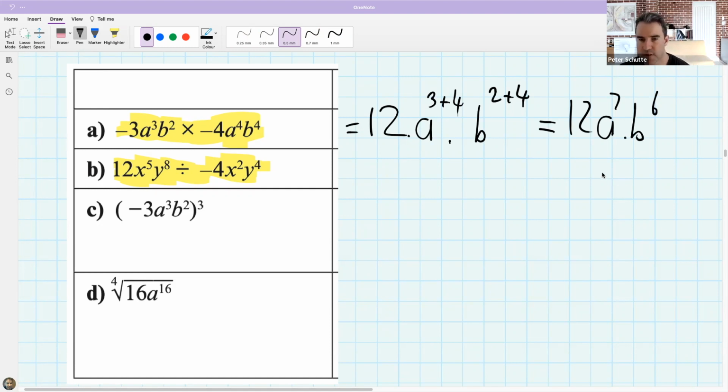Okay, so for A, you should get 12a to the 7 times b to the 6. And Annie and Eunice, I see you've got that perfectly right. Let's see how we can go on B. And I also want you to try and do C as well. And that's it. Then we're going to move on to a different type of question.